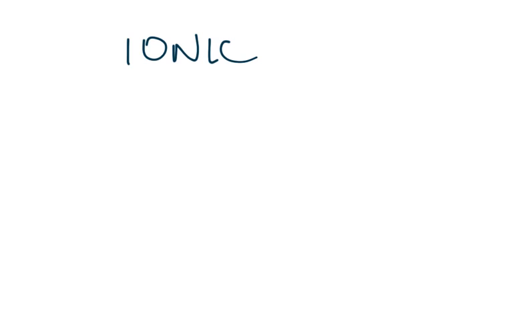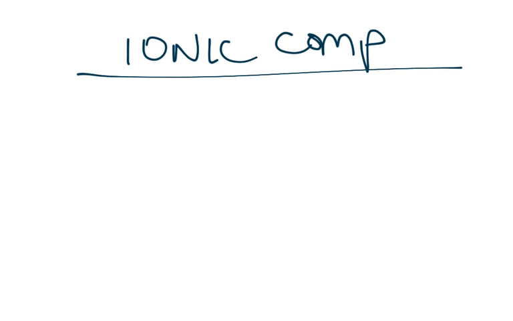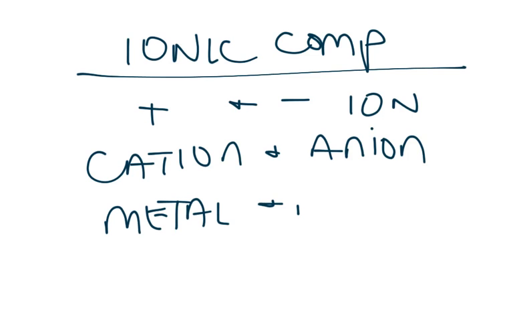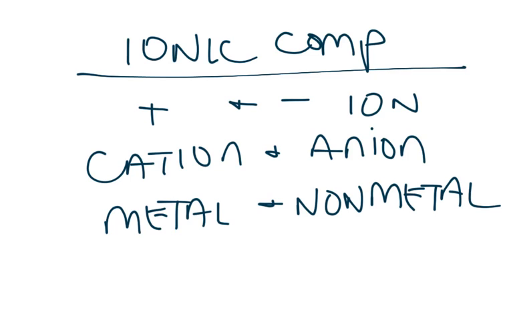So, ionic compounds are made by transfer of electrons. And they're always made of a positive and a negative ion. You could also say a cation and an anion. And because of the way the pattern is on the periodic table, you can say these are made of a metal and a nonmetal. You need to know that. So remember, ionic compounds are made of metal and nonmetal, positive, negative, cation, anion. It's all the same thing.